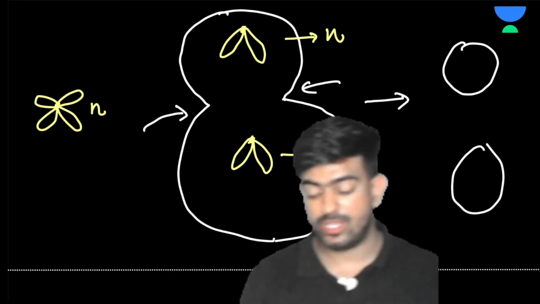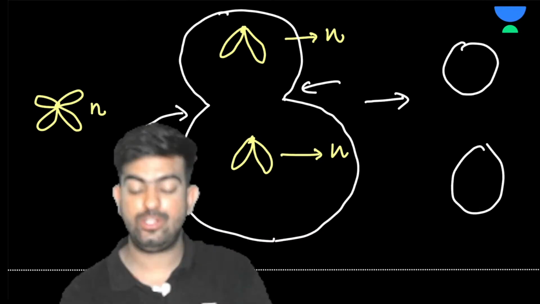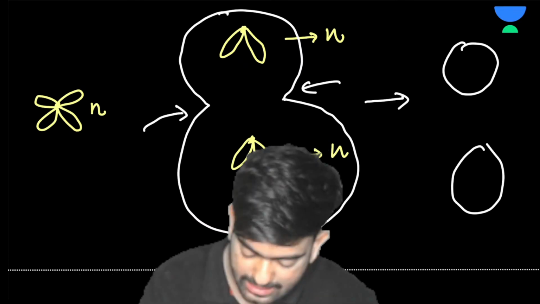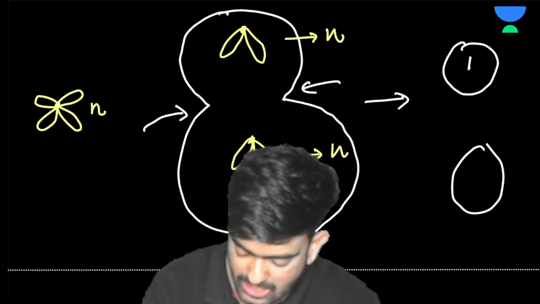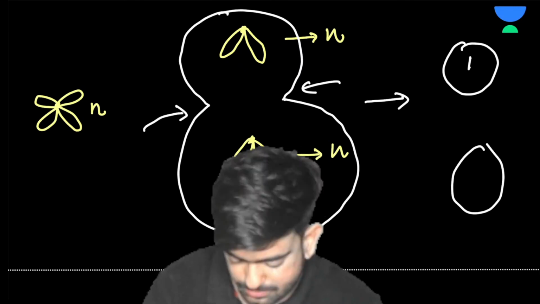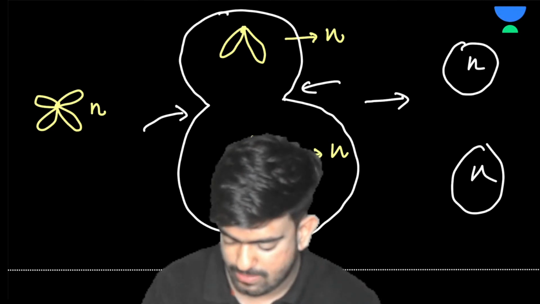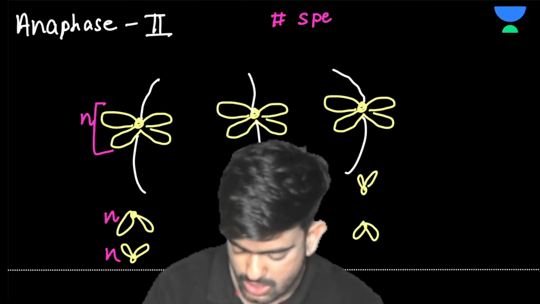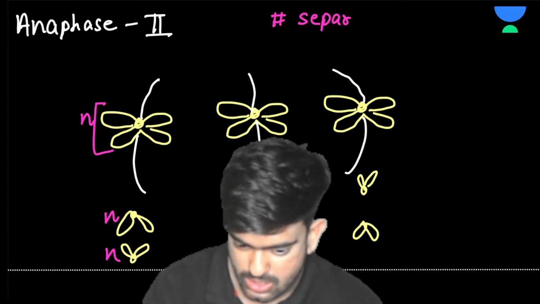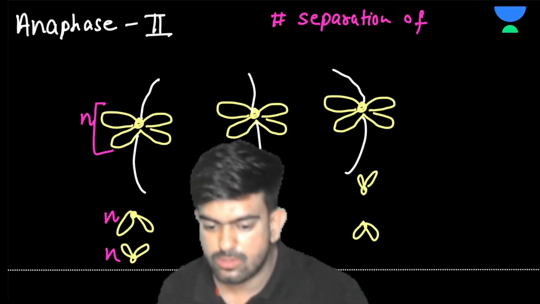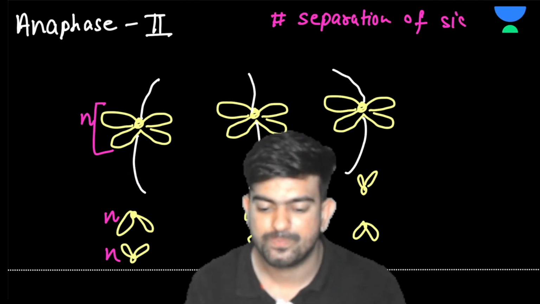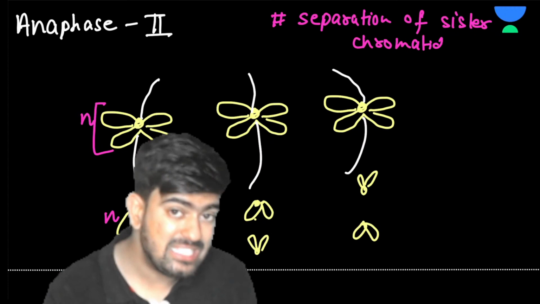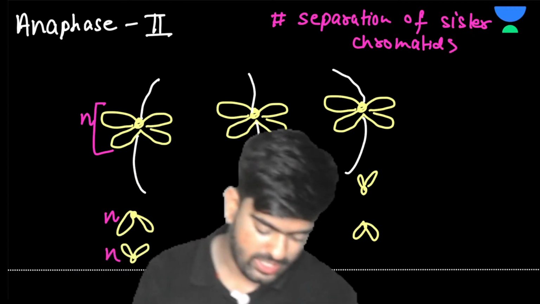Is it clear? So in anaphase 2, what is going to happen? Separation of sister chromatids. In anaphase 2, separation of sister chromatids is happening. This is what the cell cycle is, and this is how meiosis 2 is happening.